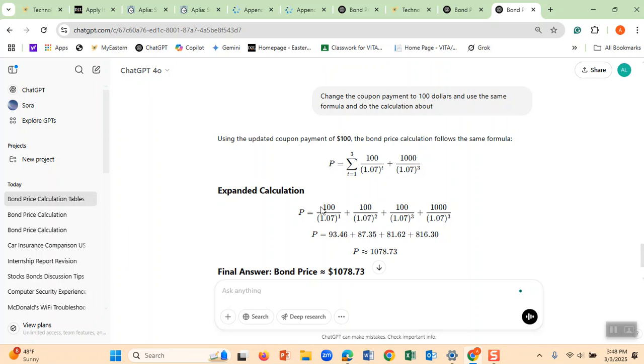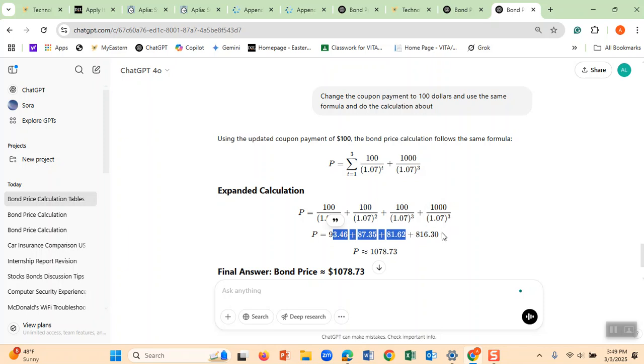Therefore, we have two components here. One component is called an annuity of 3 years, and also one lump sum payment of $1,000. If we can find the present value of this $1,000 in today's money, which is $816, then we can calculate the price of the bond, because we can calculate these numbers also.